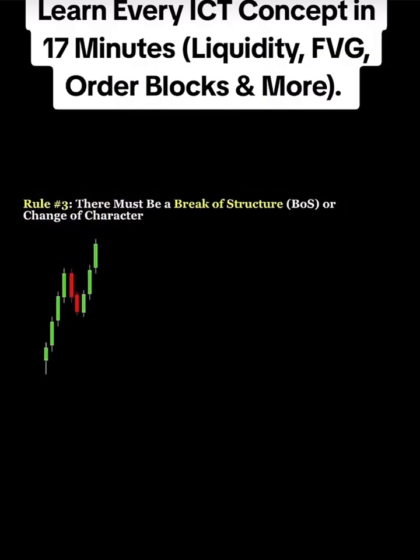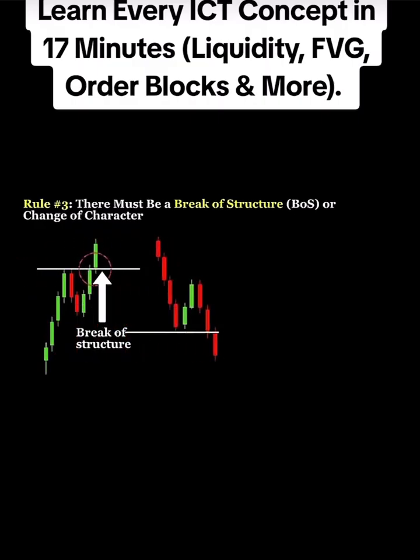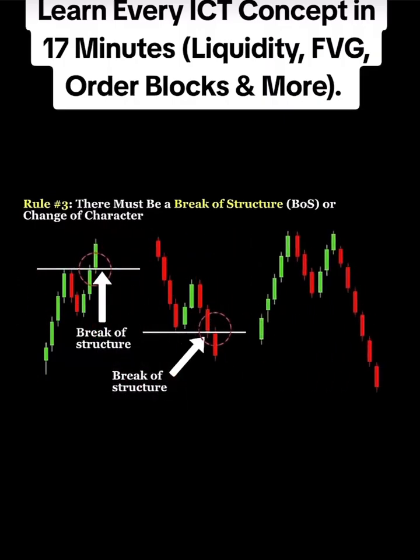Okay, rule number 3. There must be a break of structure or a change of character to confirm the order block. This is the most important part. Without it, all you've got is a guess. A valid order block must lead to a shift in market structure. That means if the trend is up, the price should break above a previous high. If the trend is down, it should break below a previous low. If the trend flips direction entirely, it should show a change of character.